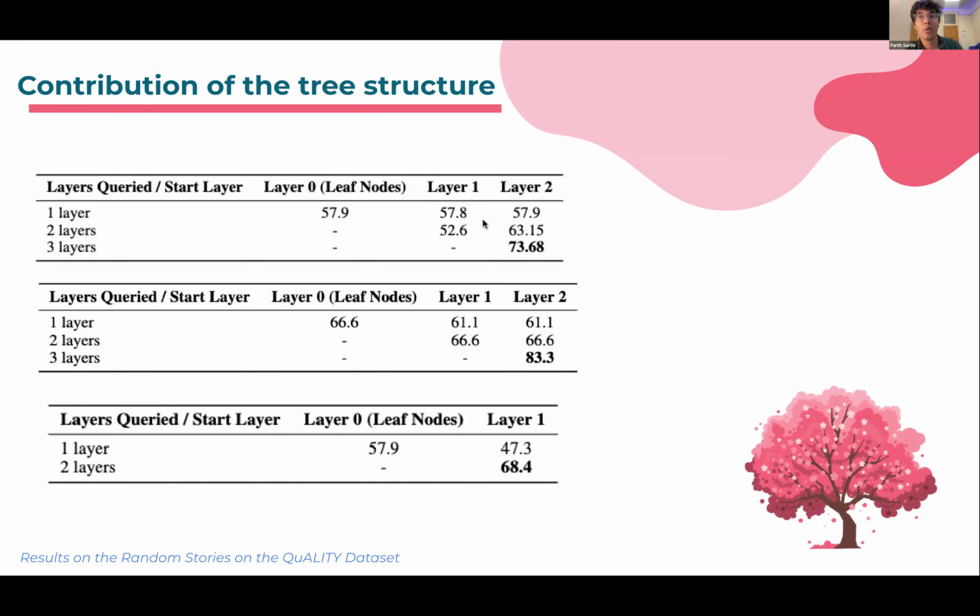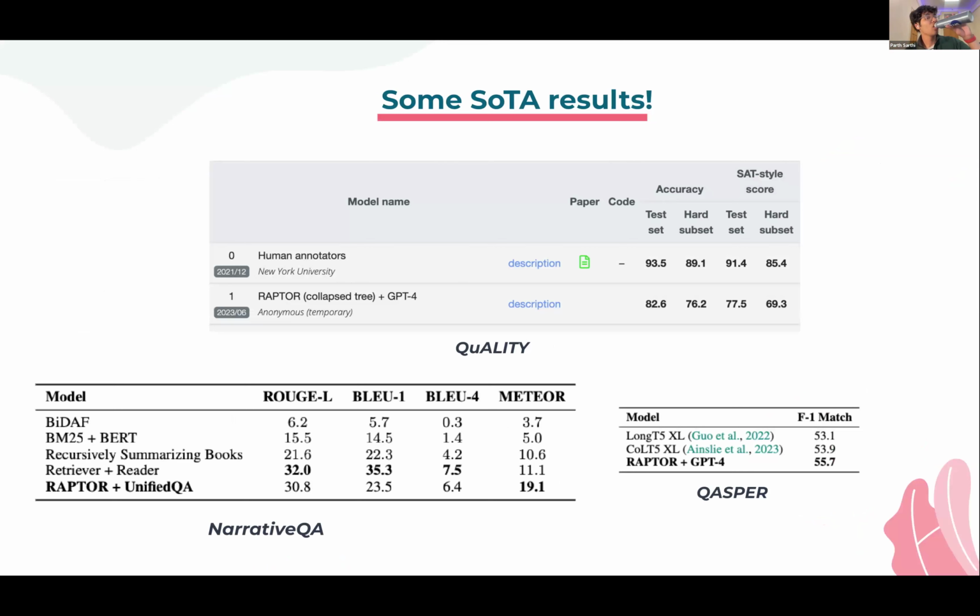And RAPTOR also has state-of-the-art results on the 3 datasets I mentioned. On QuALITY, it's around 80% accuracy. On NarrativeQA, on the METEOR benchmark, we have the state-of-the-art, and on QASPER, which was long-form question answering on NLP papers.